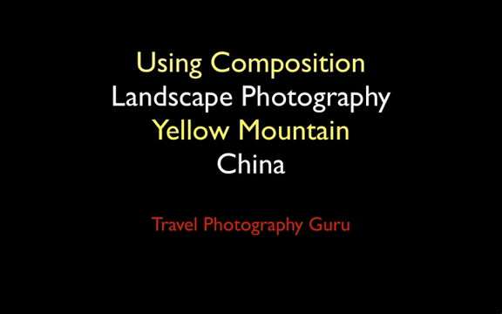Today's presentation is on using composition in landscape photography, and the image in question was made on Yellow Mountain, or Huangshan, Shan being the Chinese word for mountain, in eastern China. The image was made in January of 2011. And there's only one image through most of the presentation.